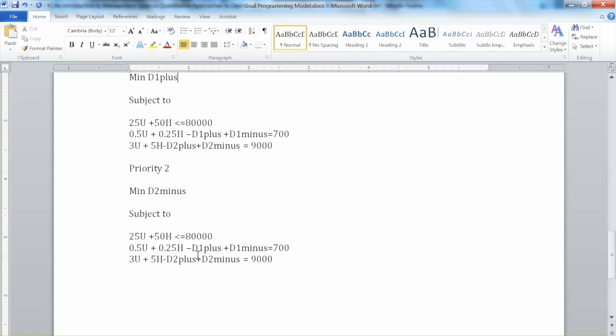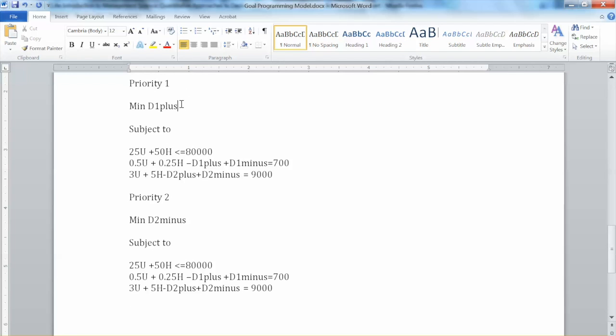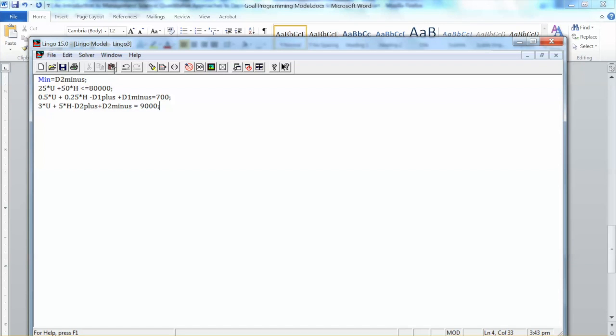Let's run this model again, and we add another constraint to this priority 2 model. We want to make sure goal 1 is met. That means D1 plus should be 0. So we add another constraint saying that D1 plus should be equal to 0. Again, this constraint is to make sure goal 1 is met. So we are trying to satisfy the first priority. In other words, we try to find the best solution for goal 2 on the condition that goal 1 must be met. This is the priority 2 model, but we add another constraint for goal 1, and let's solve it.